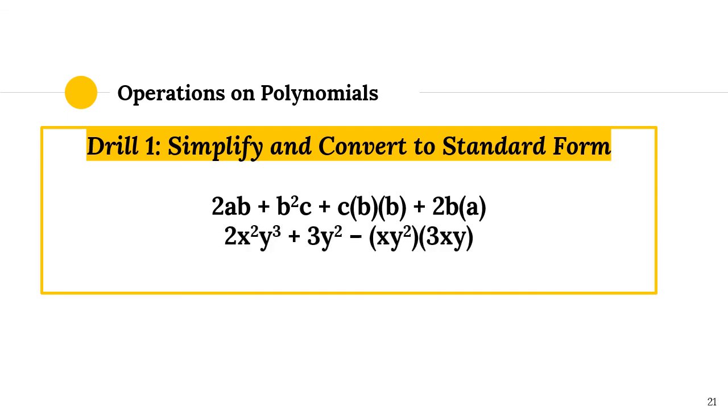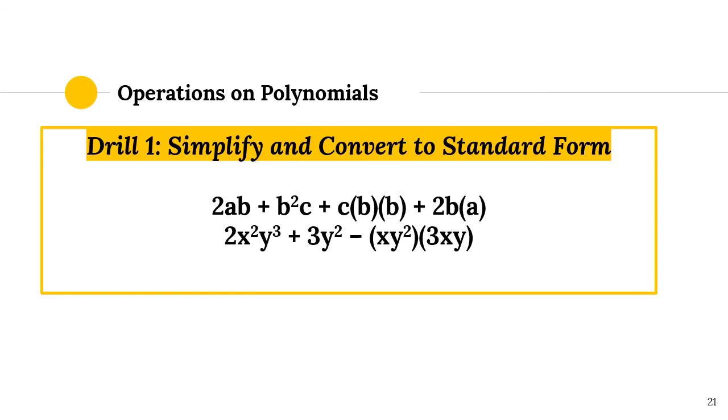Next, we have 2x squared y cubed plus 3y squared minus xy squared times 3xy. First step is we need to simplify this, and the easiest way to simplify is to remove the parentheses. So it becomes 3x squared y cubed, and 2x squared y cubed in the first term is a like term. So the first and the third terms are like terms. We can combine 2 and negative 3, giving us negative x squared y cubed plus 3y squared.